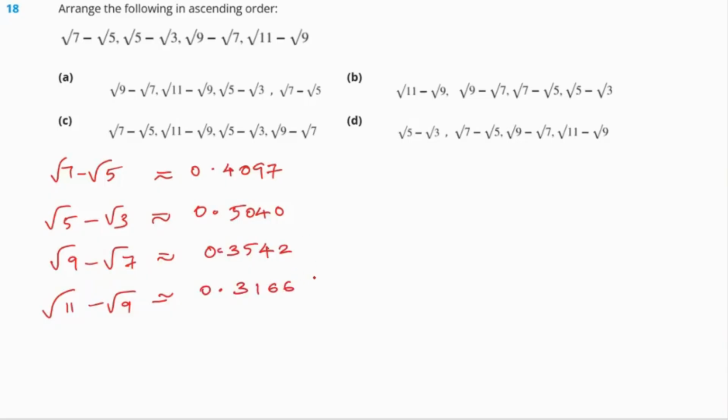So here you can see which is the smallest value. This one first, this one second, this is the third smallest value, and this is the fourth. Okay, so this is the order. So the correct option which is matching is option B: root 11 minus root 9, root 9 minus root 7, root 7 minus root 5, and root 5 minus root 3. So B is the correct option.